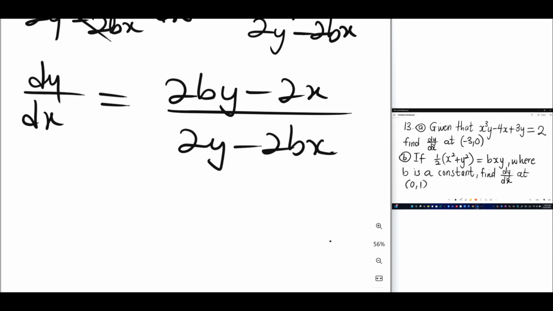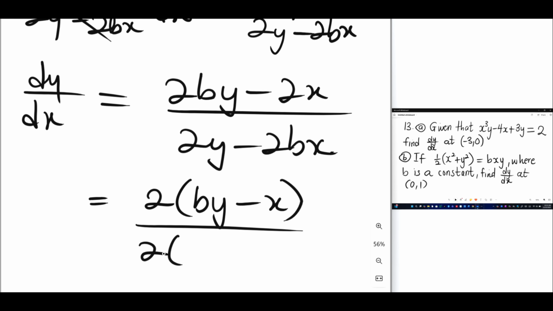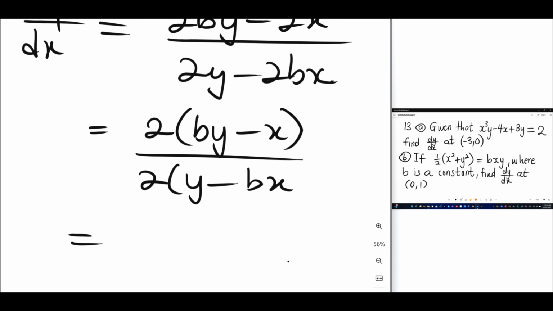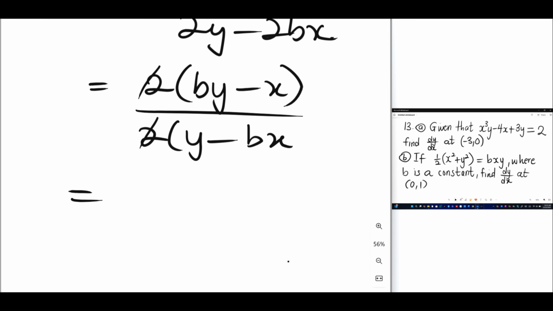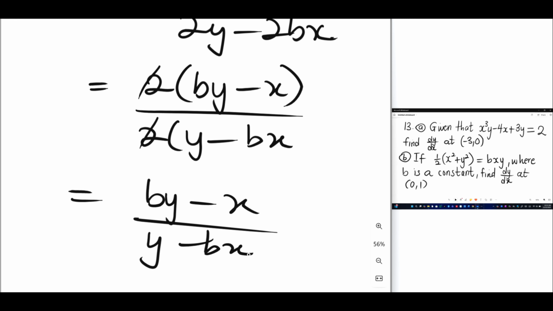We can factorize 2. It's clear the fraction has a highest common factor. So the numerator, you can factorize 2 out, so we have by minus x. Then the denominator too, we can have 2 multiplying y minus bx. So the 2 divided by the 2 gives 1. So we have by minus x divided by y minus bx. So this is the value of dy dx.